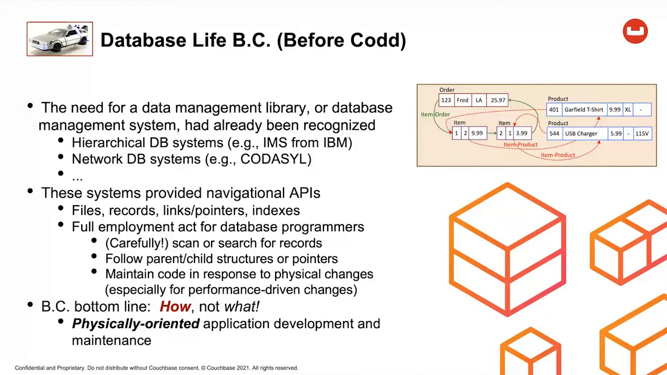And the bottom line, what was wrong with this picture, what we'll see was a disadvantage of this approach, was it was all about the how, right? If you wanted to do something, you had to tell the system how to do it. You had to write the how as a program, not about the what. So application development was very physically oriented and required a lot of effort to build and then to maintain applications.